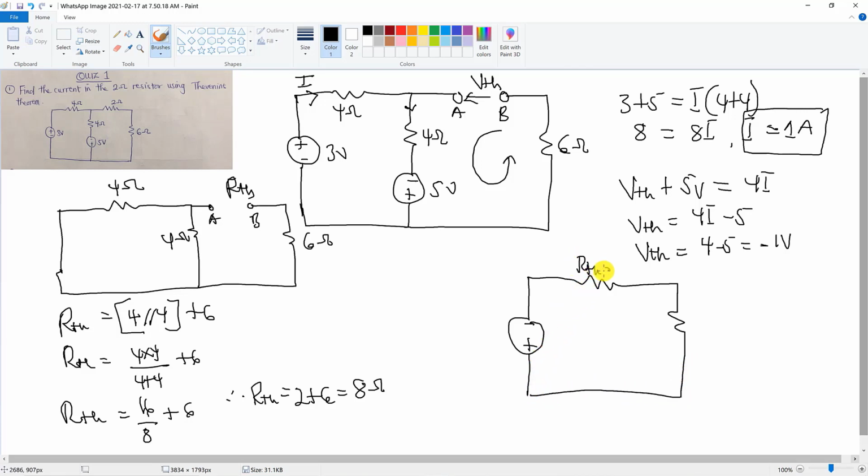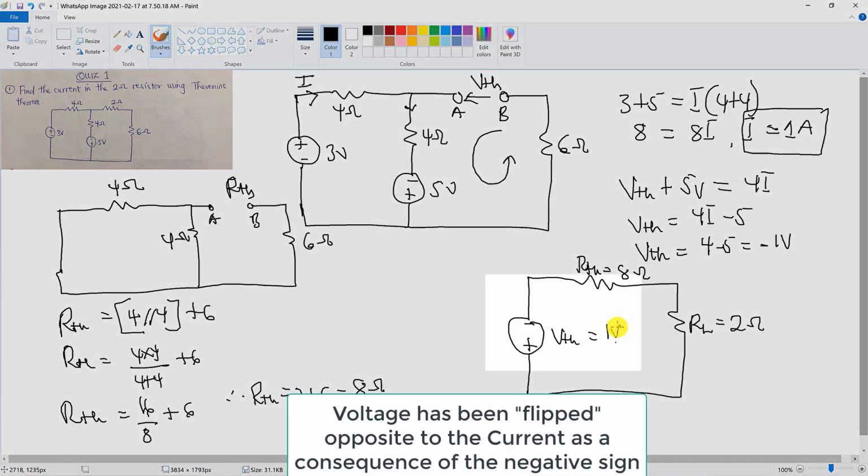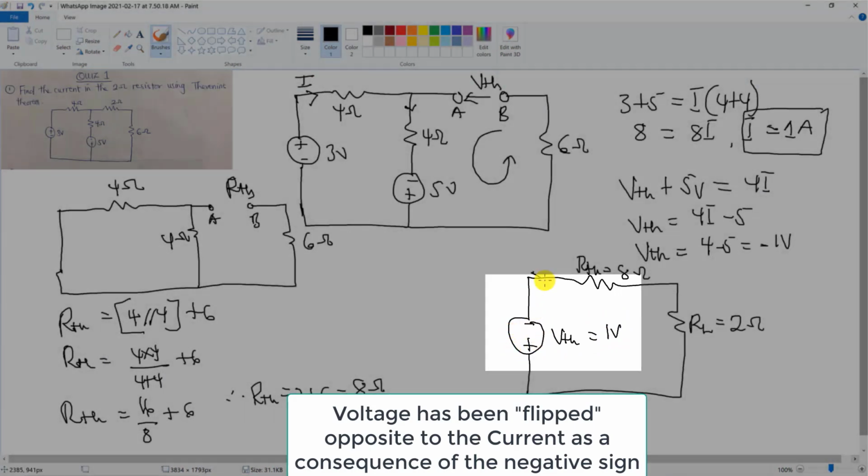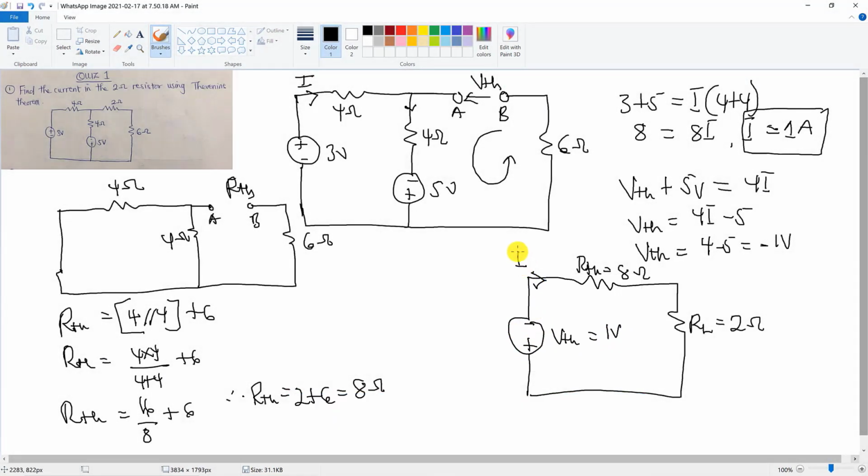Our RTH was 8 ohms, and then our load resistor, which is the resistor we took out, the one through which we are supposed to find the current, and then our VTH is equal to 1 volt. Now, I wrote 1 volt here because I've already indicated a negative sign here, because I'm going to choose my current I1 in this direction.